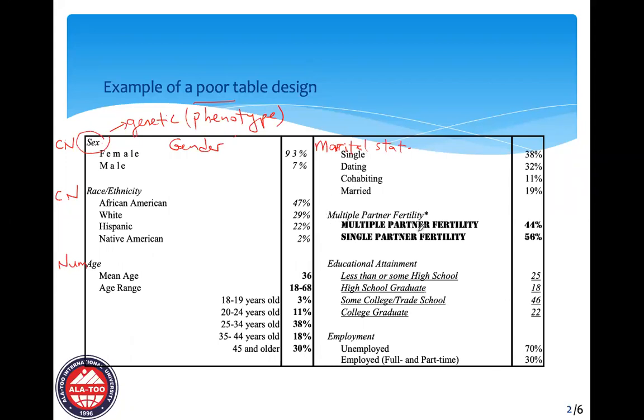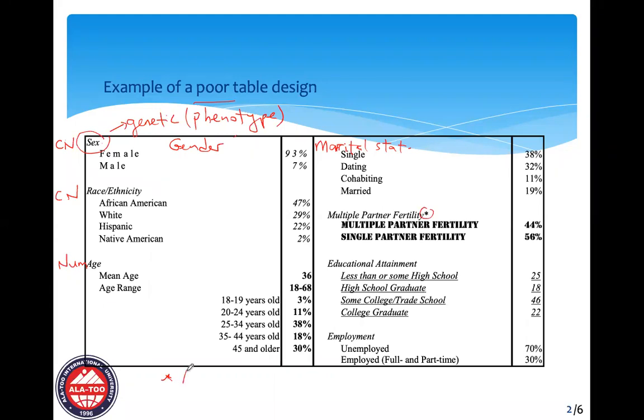Multiple partner fertility, single partner fertility. Why is this bold, black, while the others are normal font? This is capital. It's strange, isn't it? And there is a star here. If you have a star, you should have the explanation of that star. Any symbols or abbreviations should be explained.